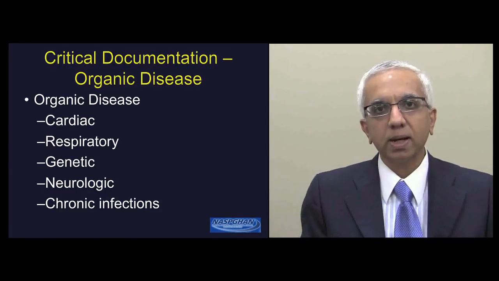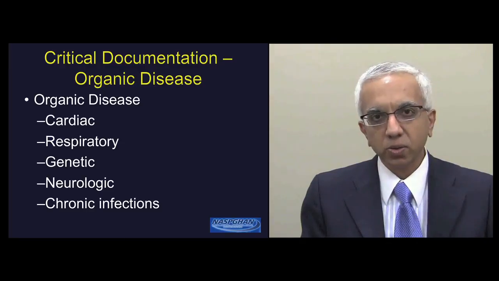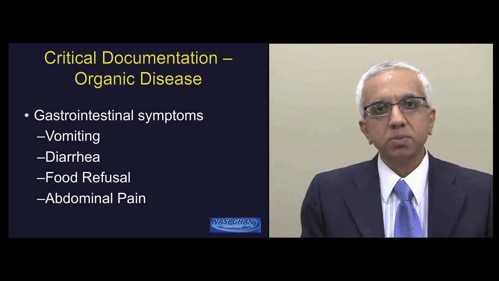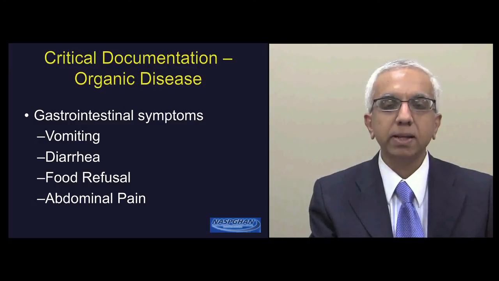Next, looking at other organic disease in the child: cardiac, respiratory, genetic, neurologic, chronic infections or others, and gastrointestinal symptoms such as vomiting, diarrhea, feeding difficulties or abdominal pain.